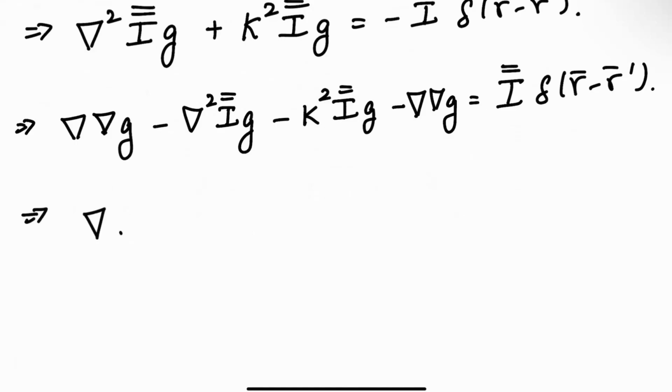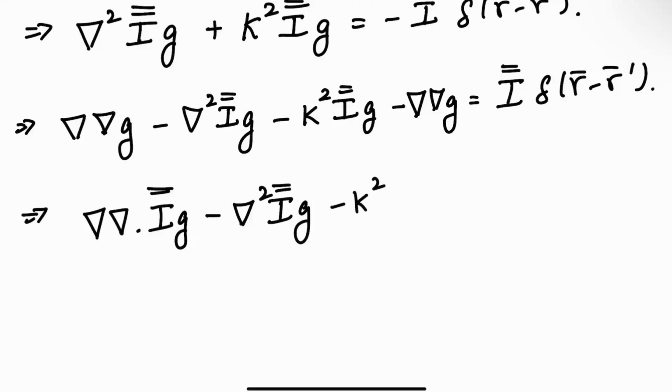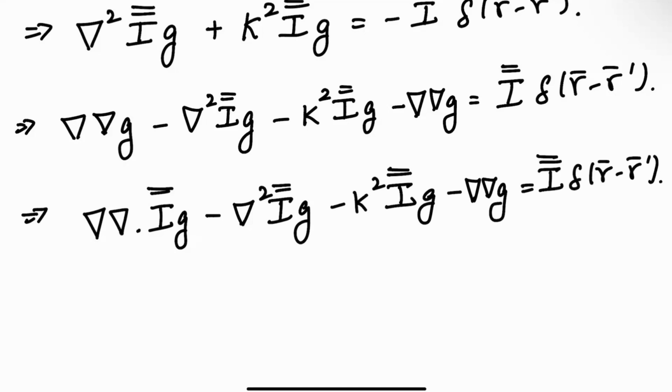So now what I can do is I can write this as del dot I G. The same idea is that I have a matrix here and a matrix here. Now, obviously, this matrix times the identity matrix is nothing but the matrix itself. So this quantity is the same as this quantity, right? G minus K square I G is equal to I delta R minus R prime. Okay?